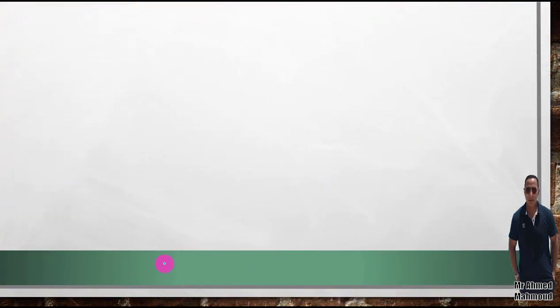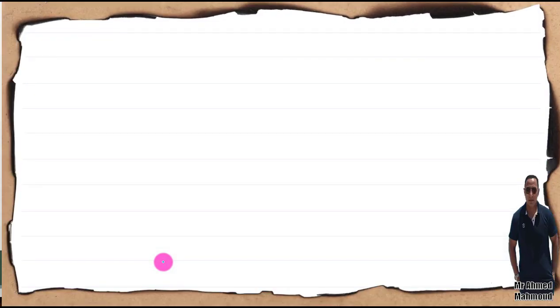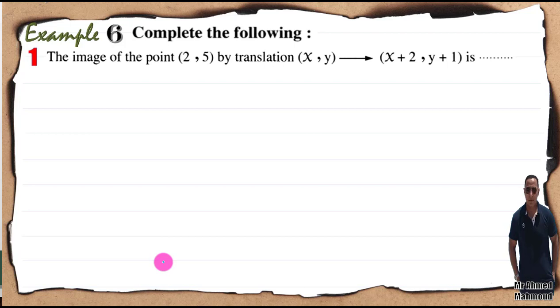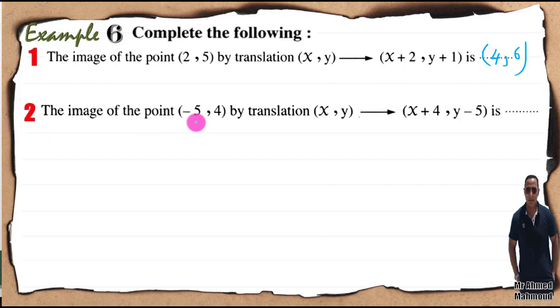Okay, and example 6 with us. In this example, don't forget the rule of the translation of the magic triangle. Here the point is 2 and 5, by translation 2 and 1. So 2 plus 2 is 4, and 5 plus 1 equals 6. Number 2, the image of the point negative 5 and 4, by translation 4 and negative 5. Negative 5 plus 4 equals negative 1.